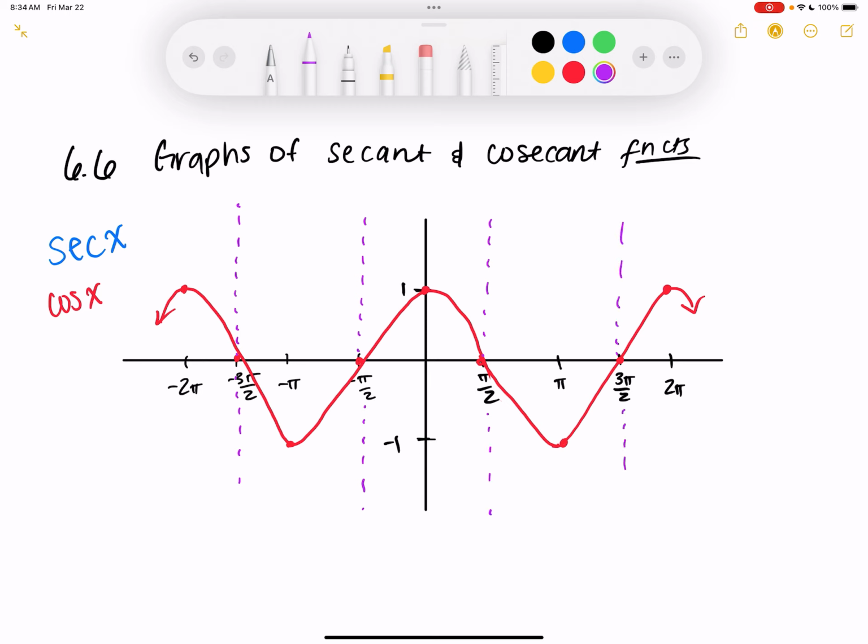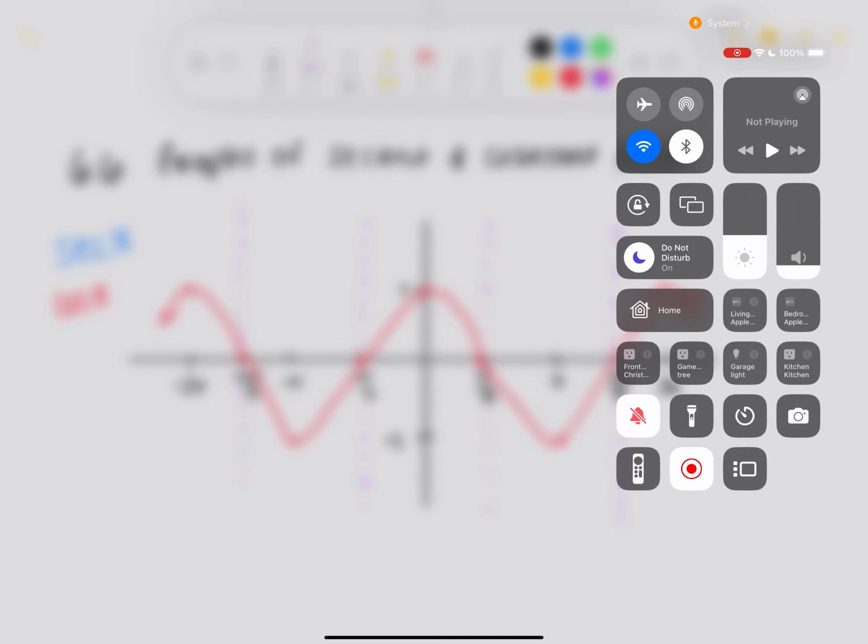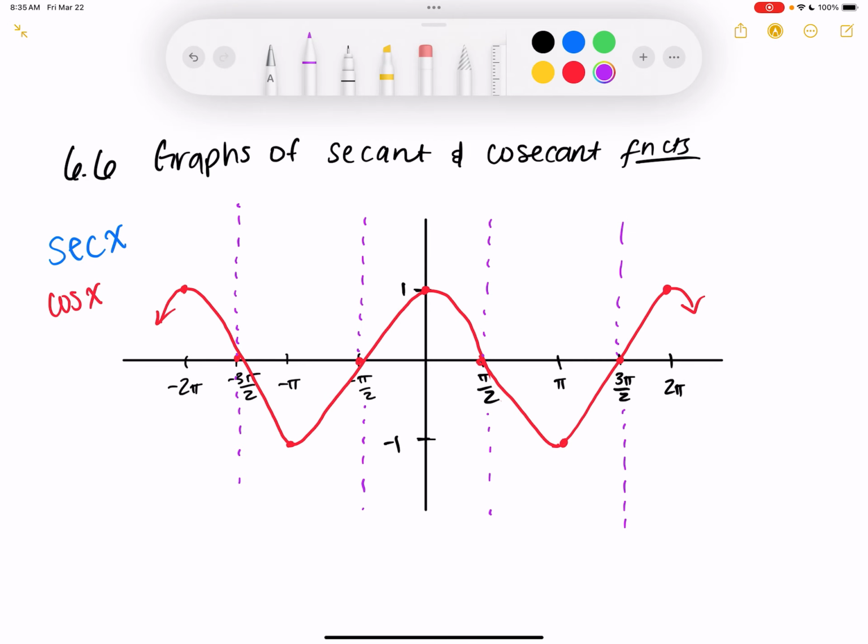Everywhere there's a 0, so anywhere there's a point on the x-axis. So any of these points, because that means that cosine is 0. And so if we did 1 over cosine, which would be equivalent to secant, that's undefined.